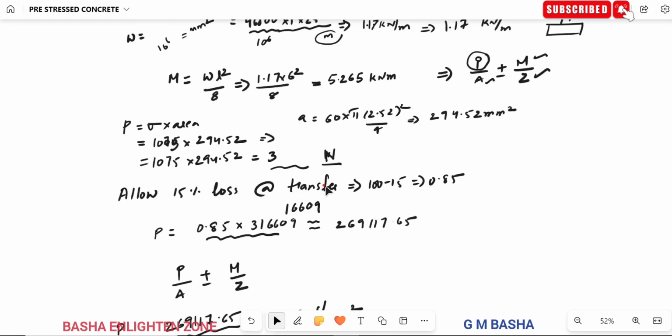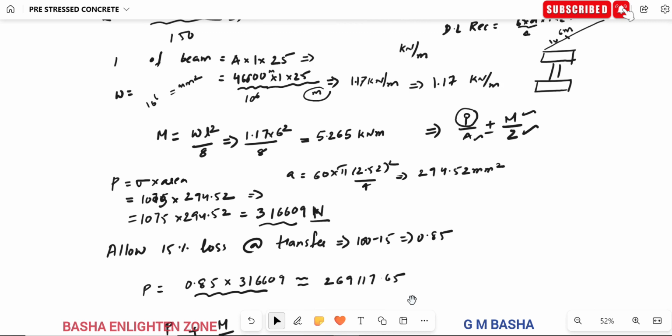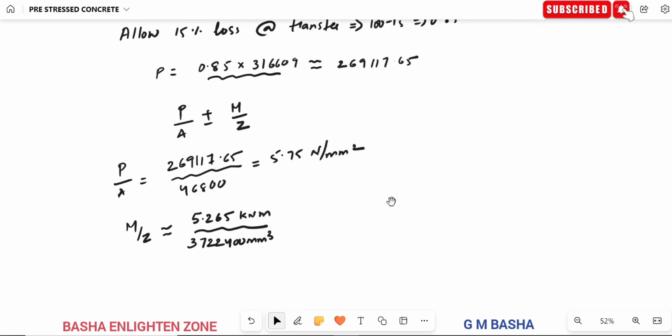So see here, Z value will be 3722400 in terms of mm cube. See here again. First, always make it clear whether we are finding in terms of mm cube or meter or Newton. So finally here the value is Newton per mm square. We can change the values into Newton per mm only. So bending moment will be in Newton per mm square only.